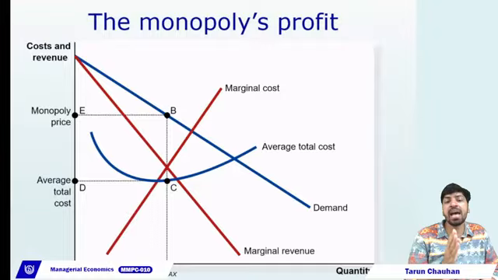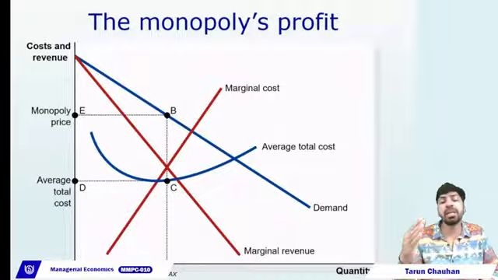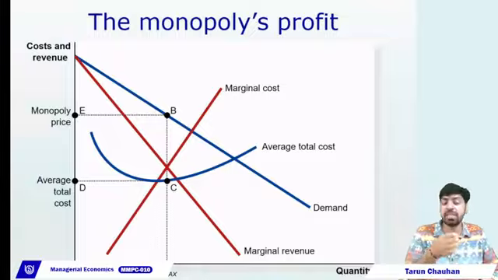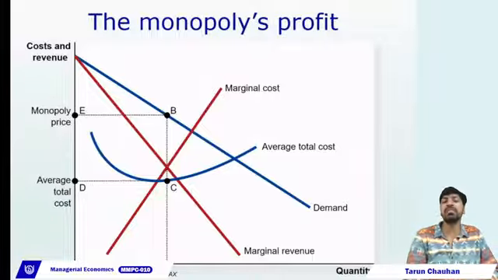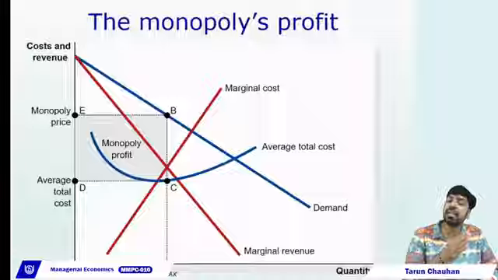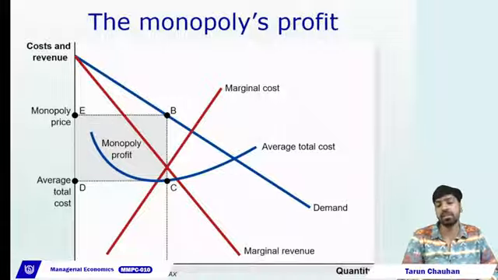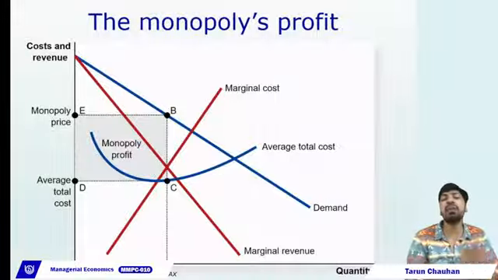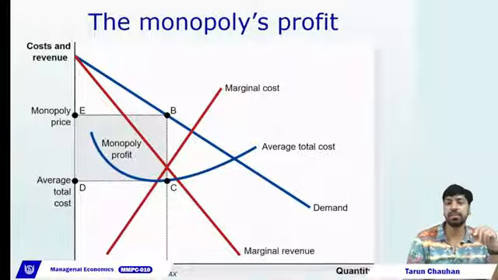So when the demand curve is on the right side of the marginal revenue curve, it turns into profits, which is shown in the profit zone. You can look on the screen, it's monopoly profit. But when the demand shifts to the left of the marginal revenue, it turns into losses. So this is the scenario of the monopoly profit.